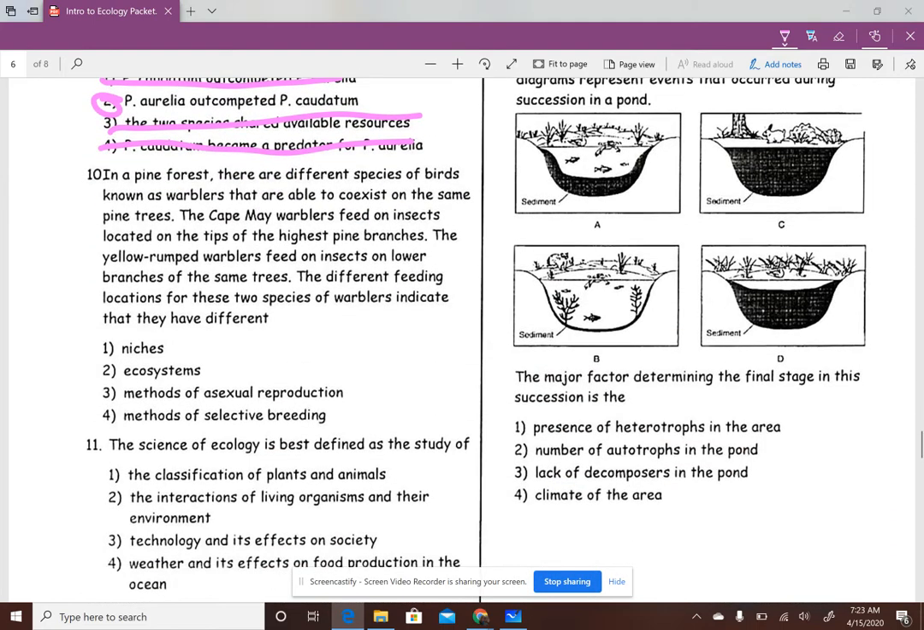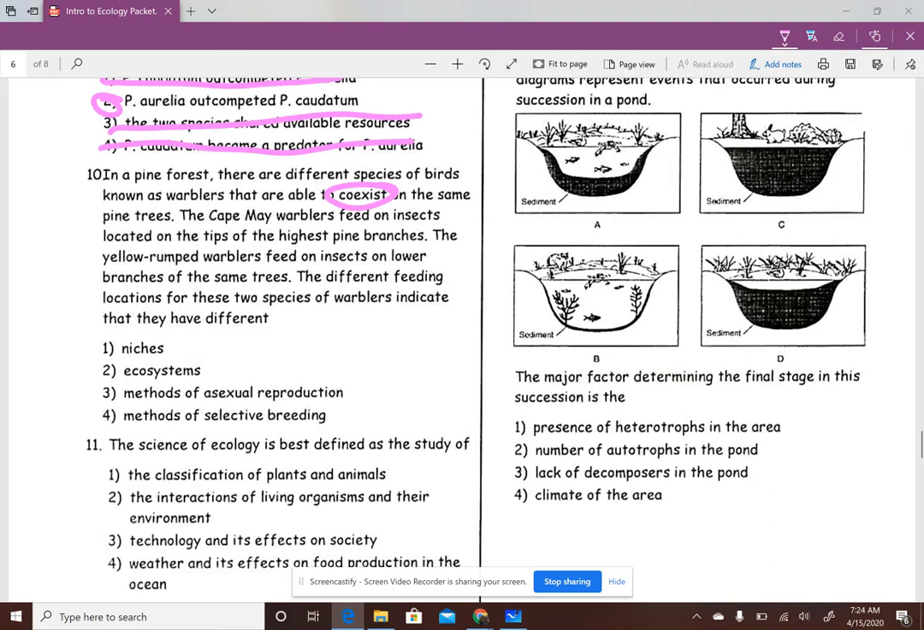So number 10, in a pine forest, there are different species of birds known as warblers that are able to coexist on the same pine tree. So if they can coexist, they're not competing with one another. So therefore, they're going to be in a different niche.